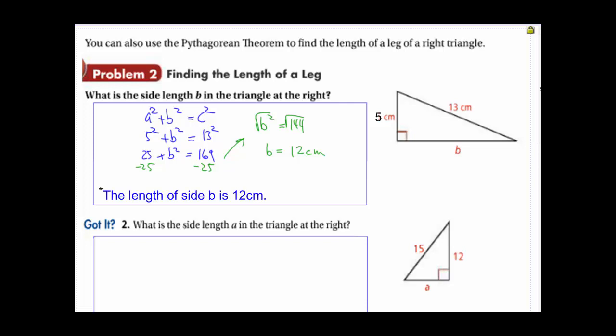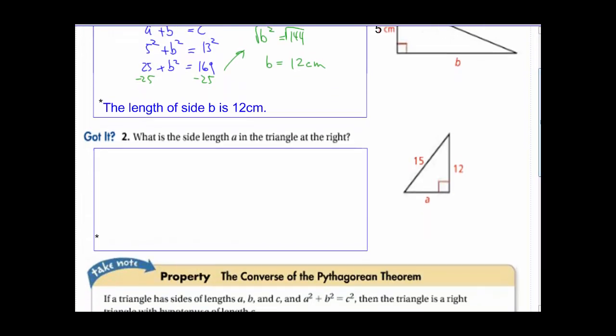All right, your turn. Go ahead, hit pause, do number 2. Check back in a couple minutes. Go.